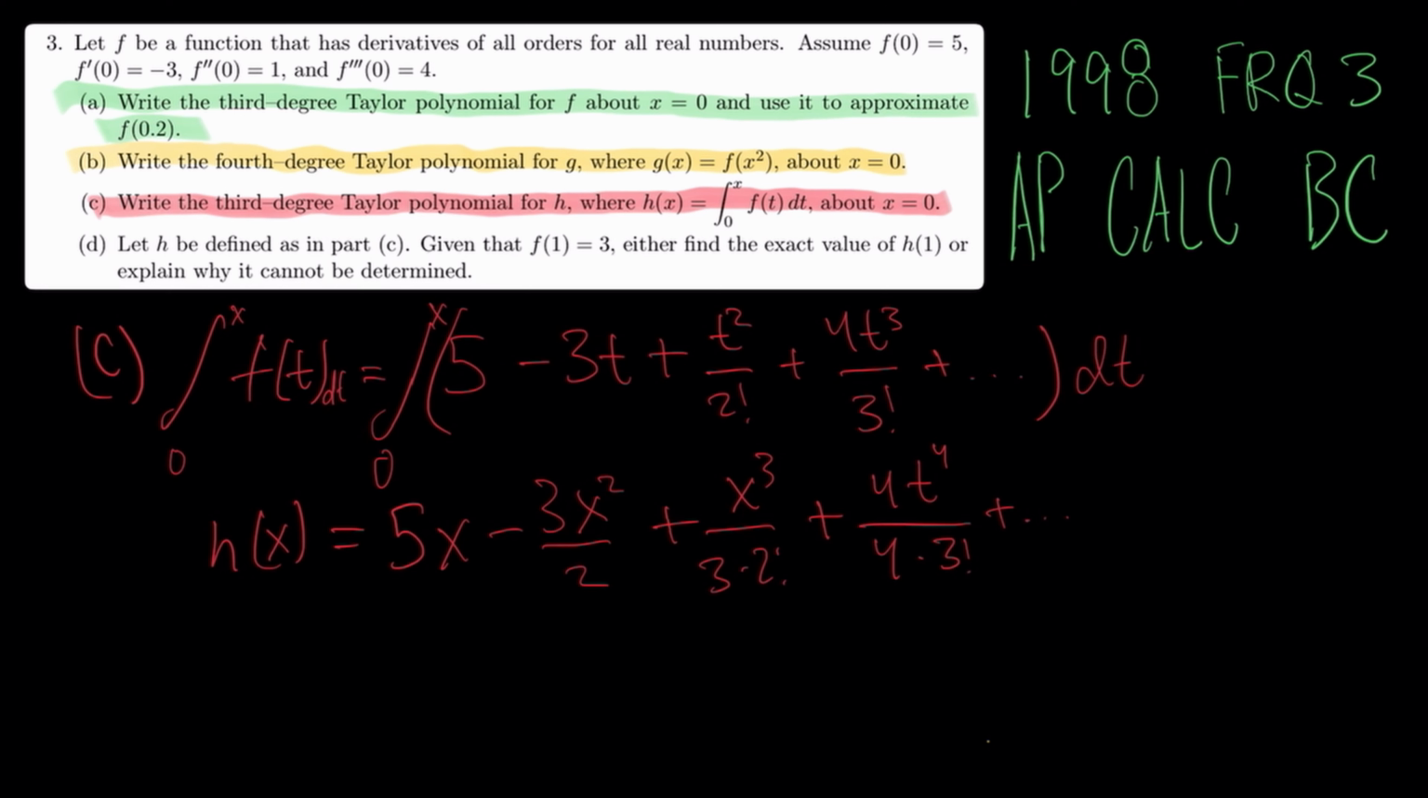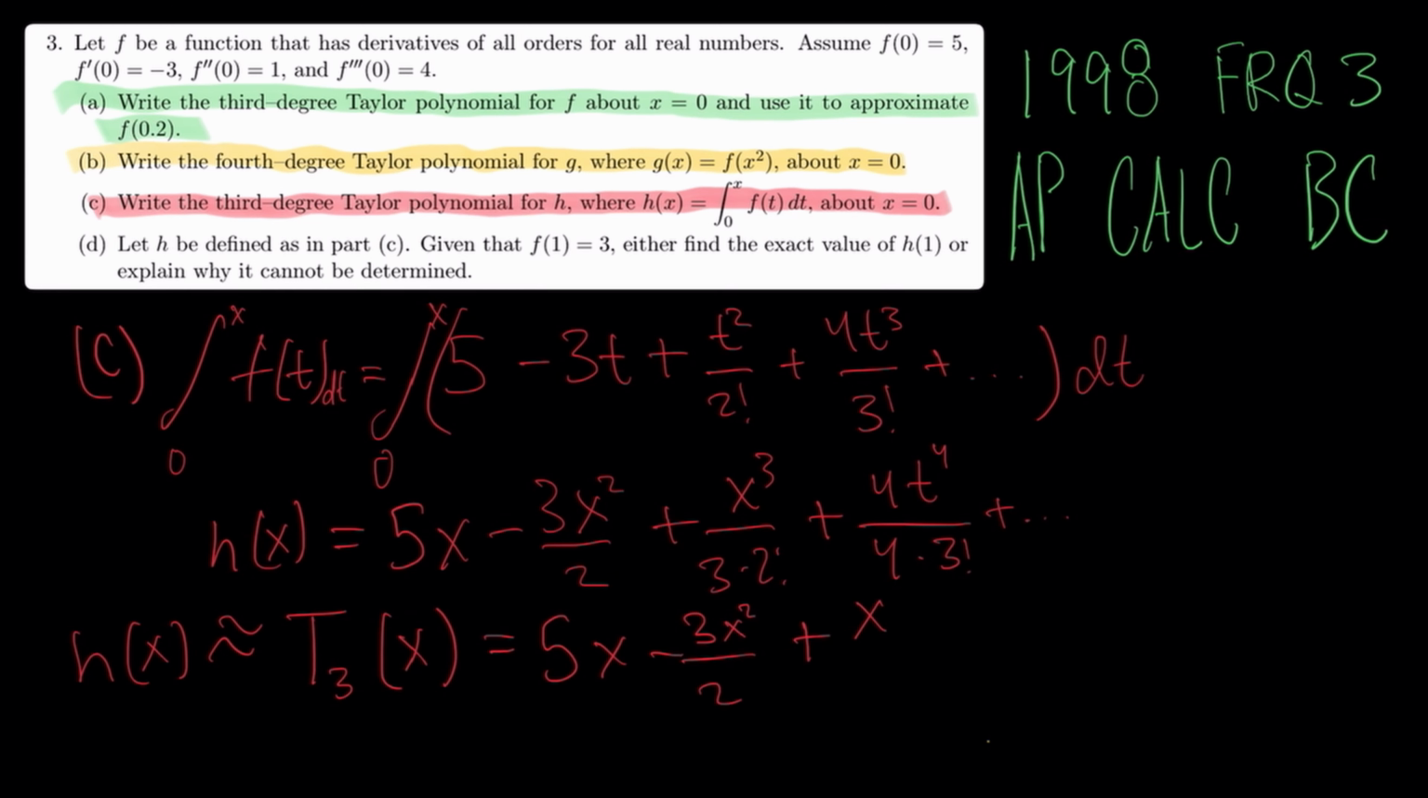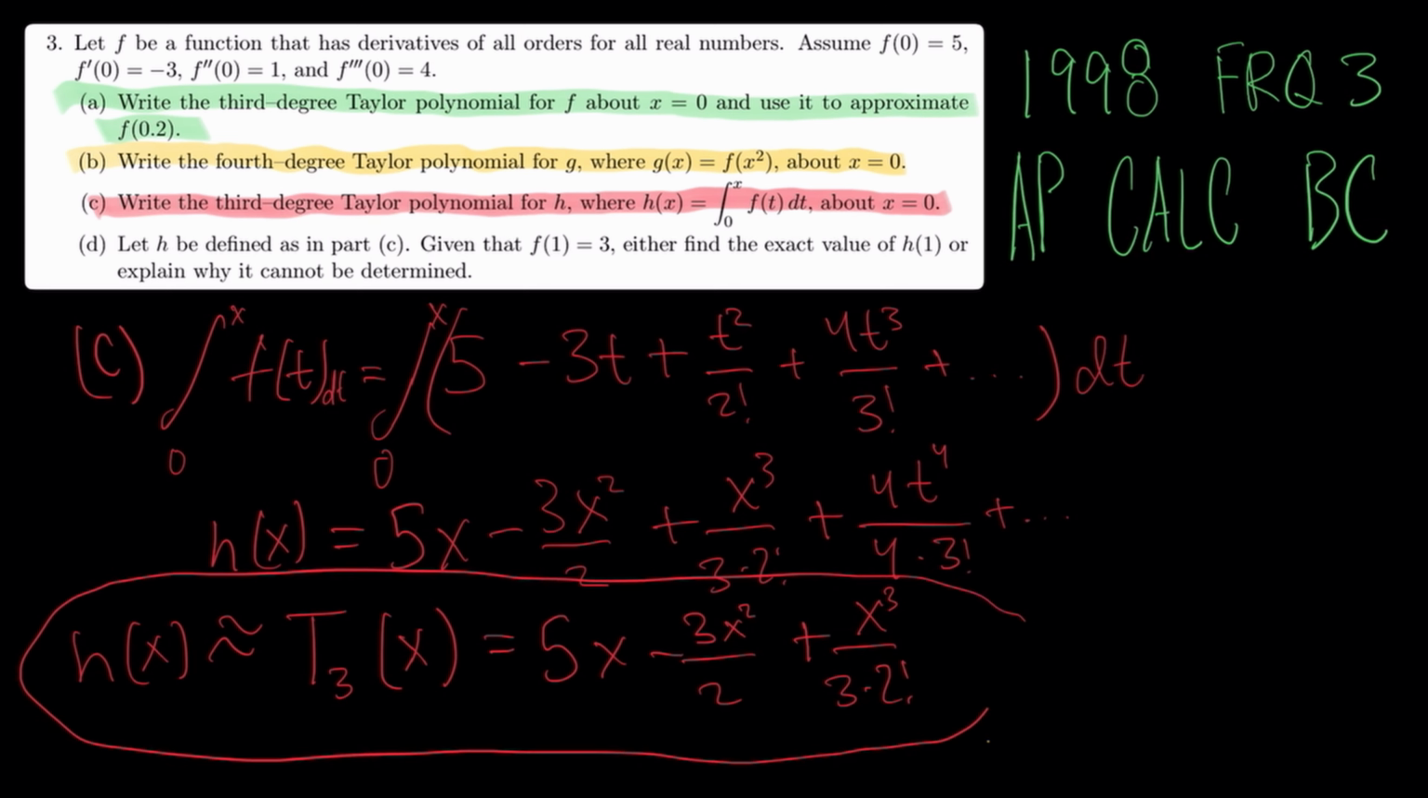And now we are asked to write the third degree Taylor polynomial for h. So I'll just write that h of x is approximately, how about we just always use T again, T sub 3 of x, which equals 5x minus 3x squared over 2, and then plus x cubed over 3 times 2 factorial. And this is our final answer for part C.